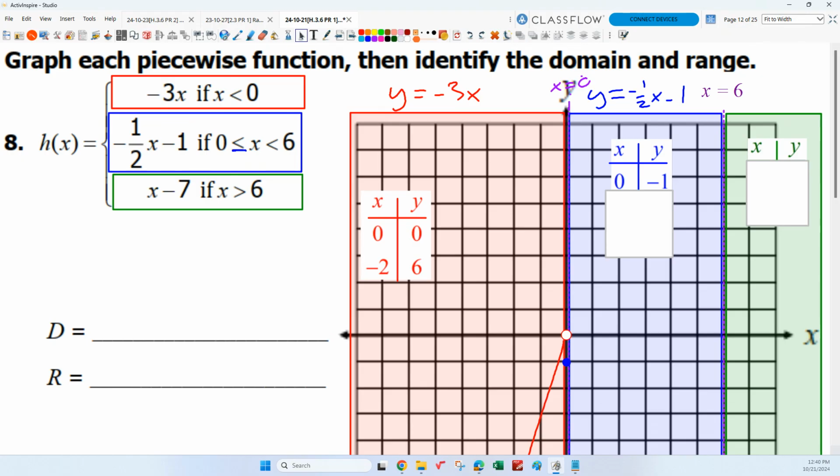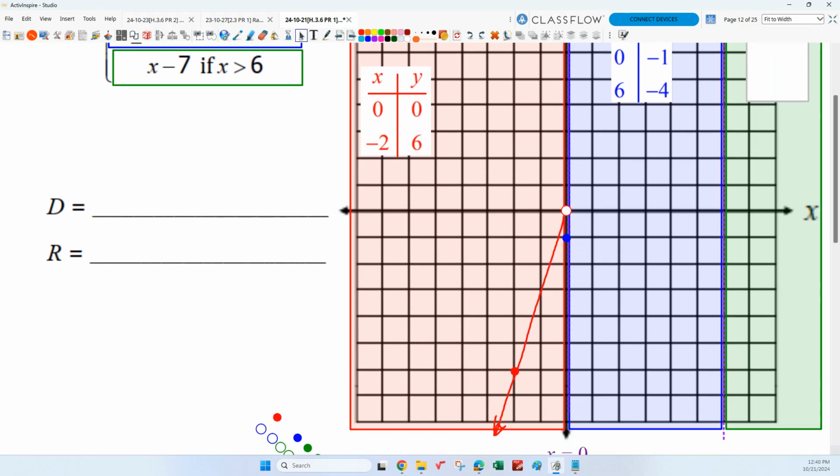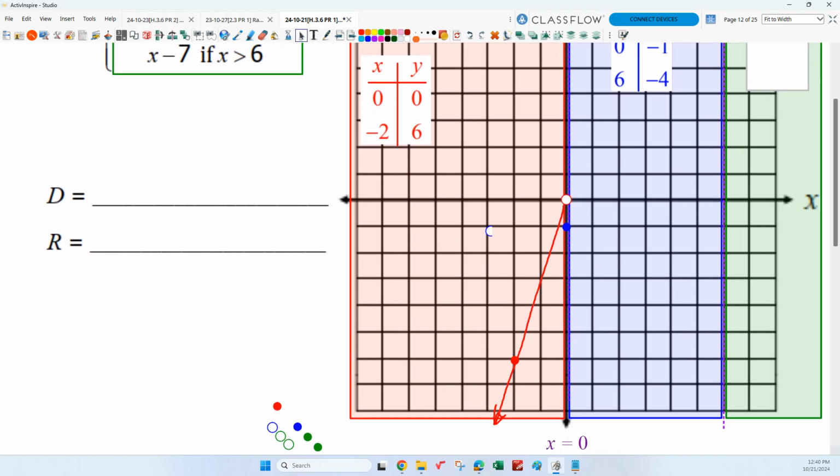Then the other point we should pick, you don't have to, but it's just way more convenient, would be 6, right? If I plug 6 in, -1/2 times 6 is what? -3, minus another one, -4. Open or closed? Open, good. Okay, so 6, -4, over 6 down 4. And then we would just connect those blue endpoints, right? And just get that. Agreed?